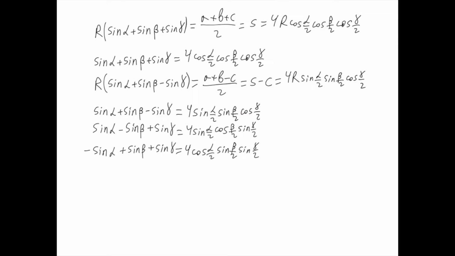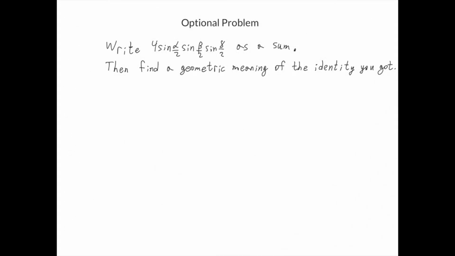Similarly, by considering S minus B and S minus A, we get these two identities here. This is the optional problem. We need to write this expression, 4 sine alpha over 2 sine beta over 2 sine gamma over 2, as a sum. And then we need to find the geometric meaning of the identity we got.